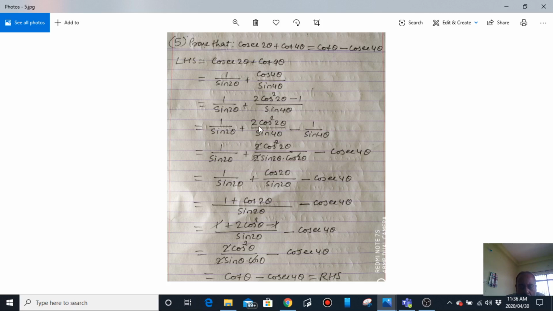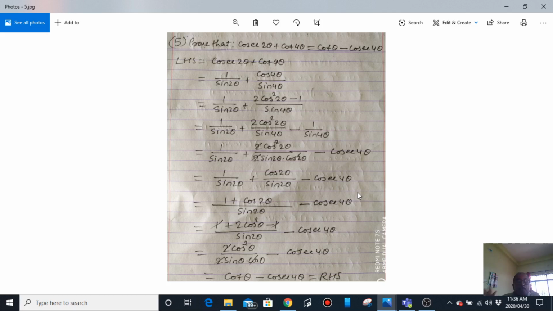Now see here, sin 4 theta is 2 sin 2 theta into cos 2 theta. So 2 cancelled, cos square 2 theta removed, cos 2 theta removed. So what is left? 1 by sin 2 theta plus cos 2 theta by sin 2 theta. That is equal to cosec 2 theta minus cosec 4 theta.